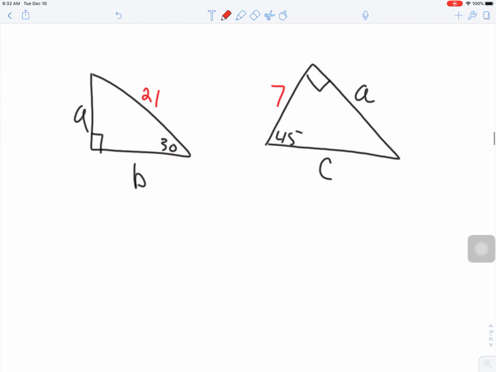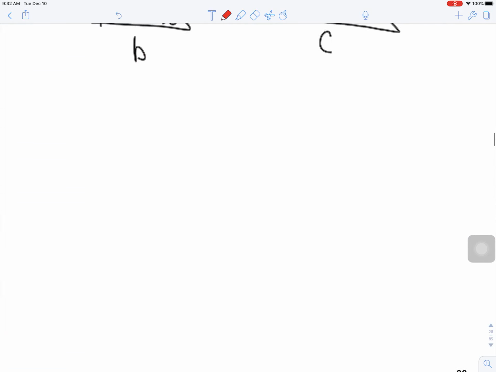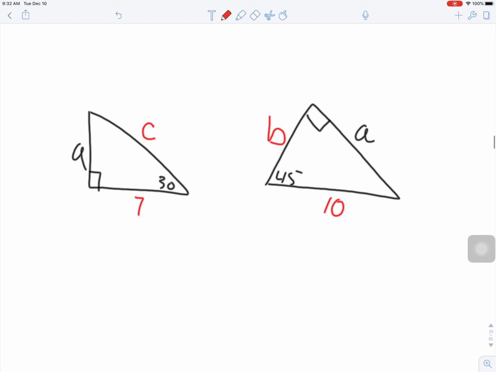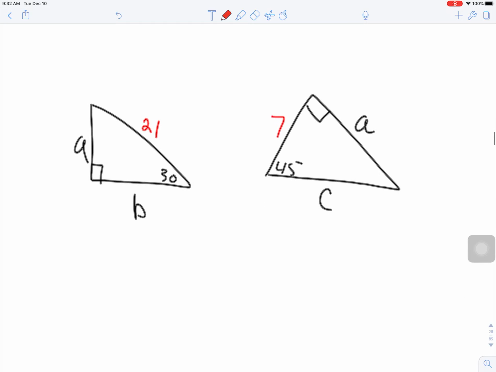I'm sorry, I'm flipping back and forth. I have a different example there for some reason. So let's do this one real quickly. So, I'm sorry, that's what this was. They were just different examples. I just didn't have it written out.